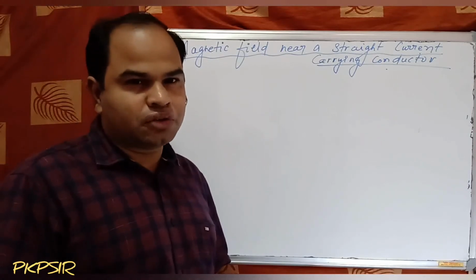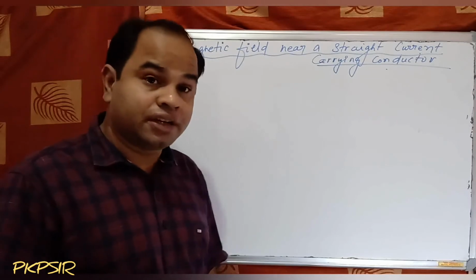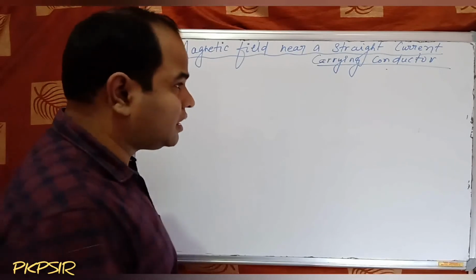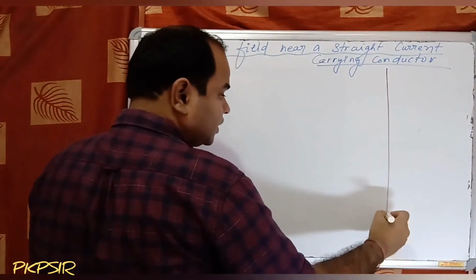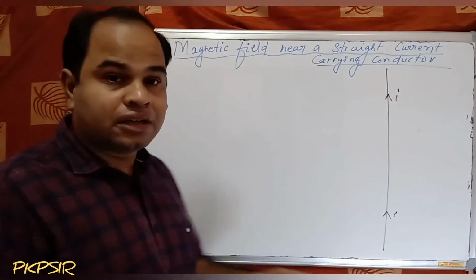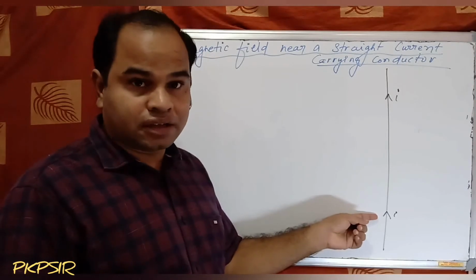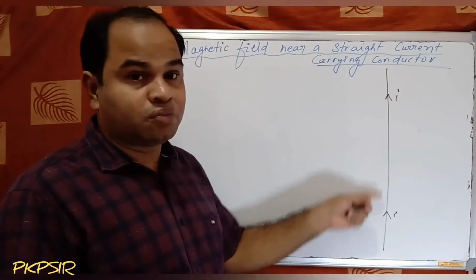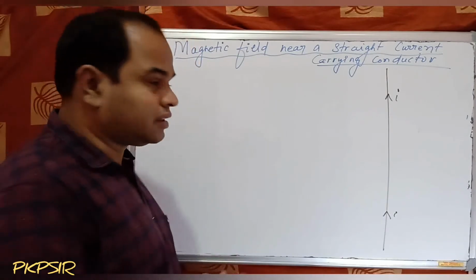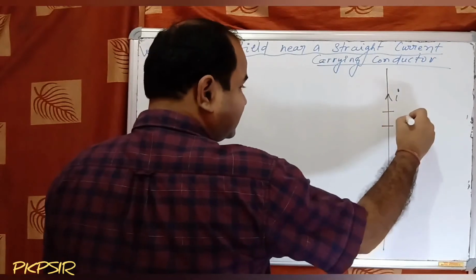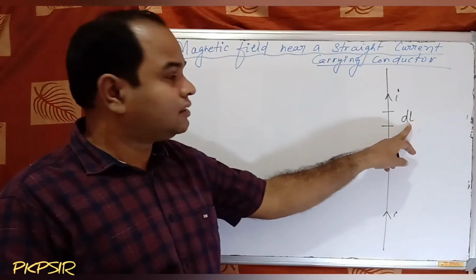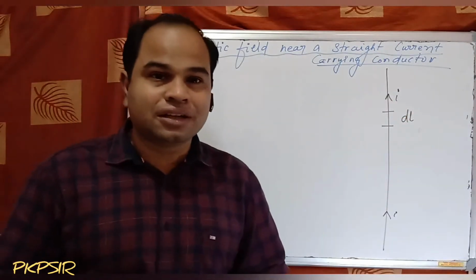To find the magnitude of magnetic field near a straight current carrying conductor, let us take a straight current carrying conductor carrying current I in upward direction. Consider a small length dl of this conductor. So this dl carries current I, so it is a current element.